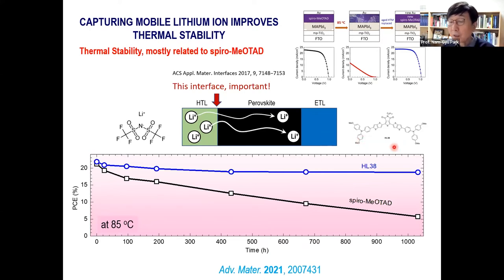So we found that if you design some hole transporting material with a much stronger interaction with the lithium cation, maybe that may solve this problem. So the HL38, the molecular structure shown here, this molecule was provided by the French group. And we found that HL38 shows much better thermal stability than the spiro compound because the lithium cation has a strong interaction with the HL38 material.